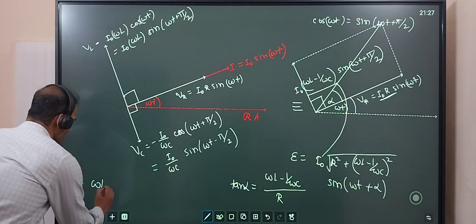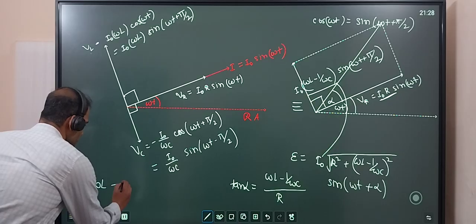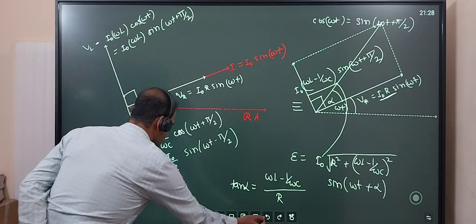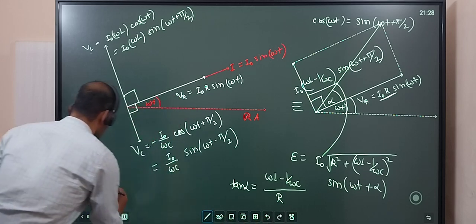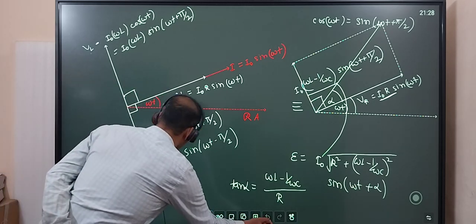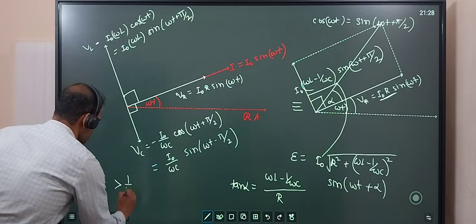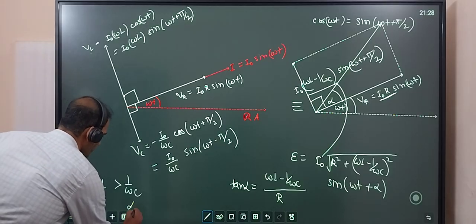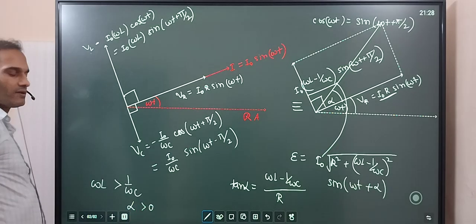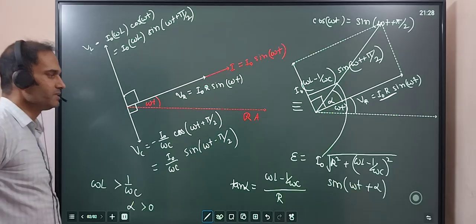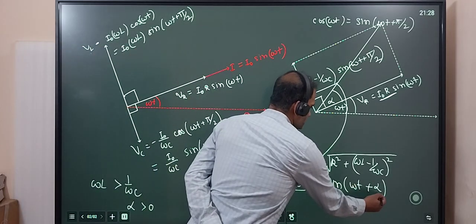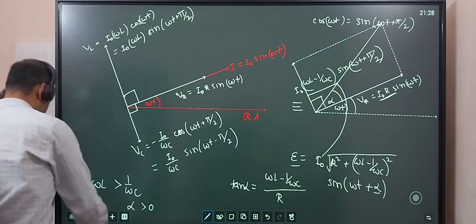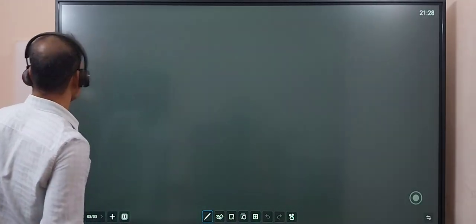You can see that if omega L is greater than 1 by omega C, alpha is a positive angle. That means this is a positive angle and the EMF will be leading. Okay, so I will write this on the next page.